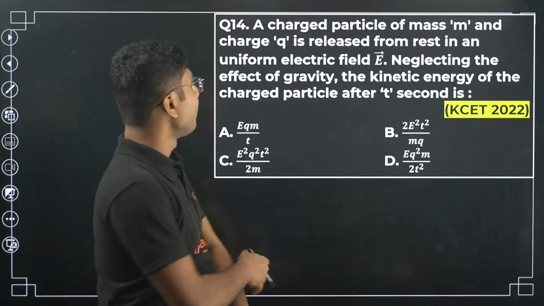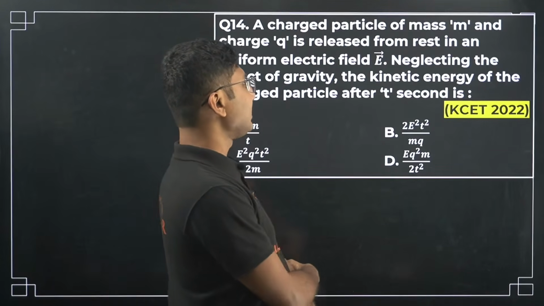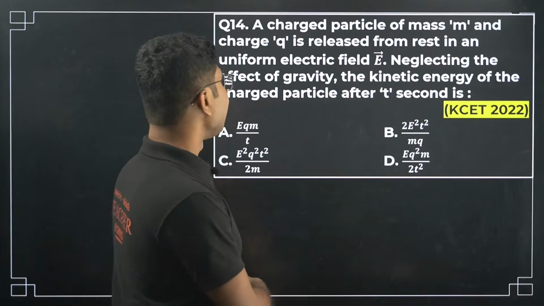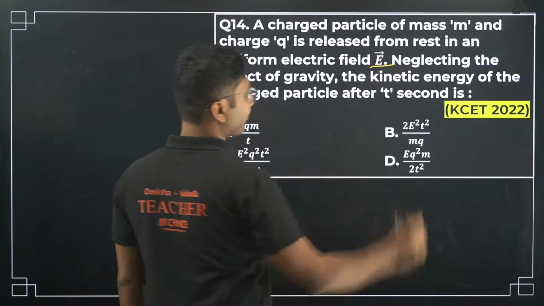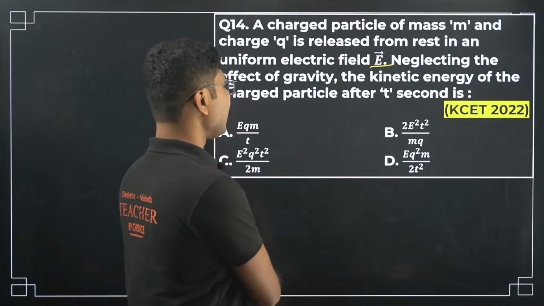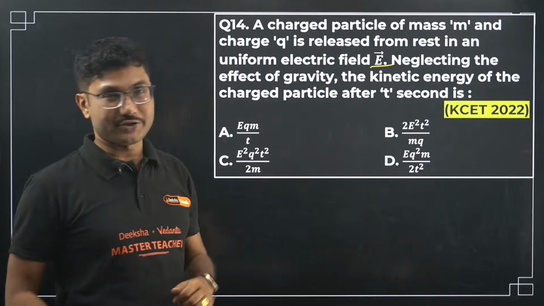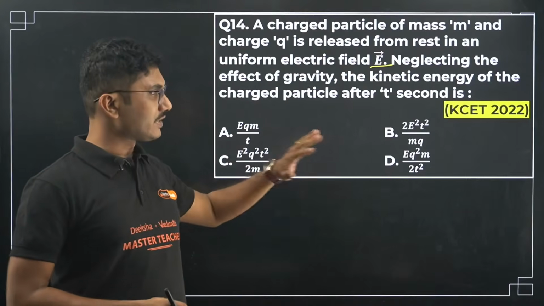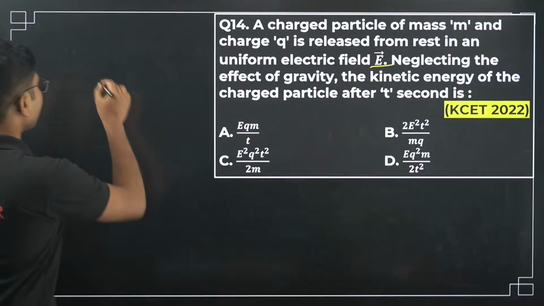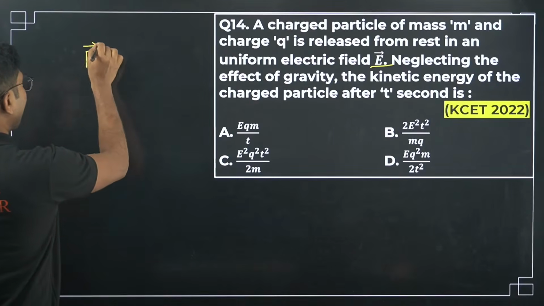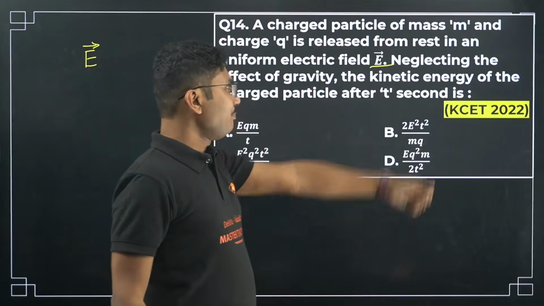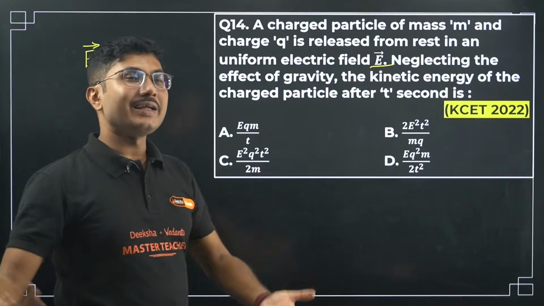Question number 4. A charged particle of mass small m and charge q is released from rest in a uniform electric field E. Neglecting the effect of gravity, find the kinetic energy of the charged particle after t seconds. So this is a very interesting question. This is the first time we are encountering this kind of question. Electric field is given as E, mass is given as m. They asked you to find the kinetic energy. How can you do that?